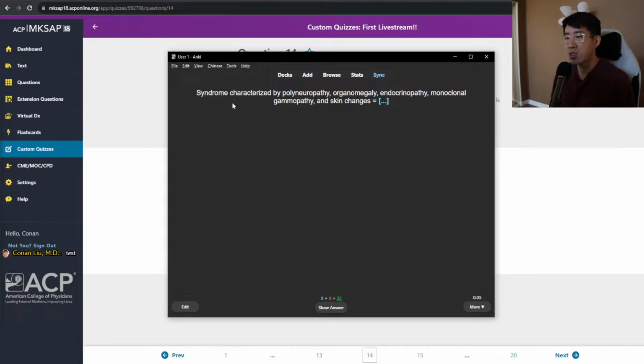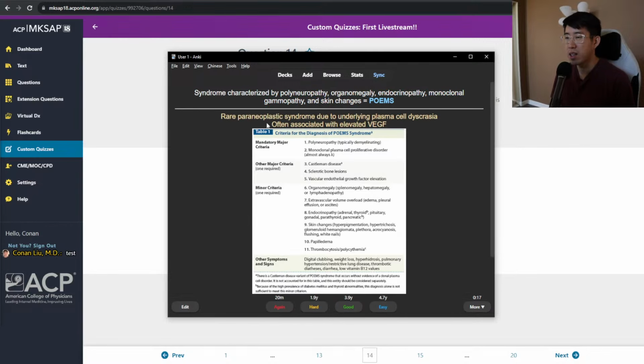Syndrome characterized by polyneuropathy, organomegaly, endocrinopathy, monoclonal gammopathy, and skin changes. This is basically a mnemonic in itself. So POEMS is the POEMS syndrome. Rare paraneoplastic syndrome due to underlying plasma cell dyscrasia.